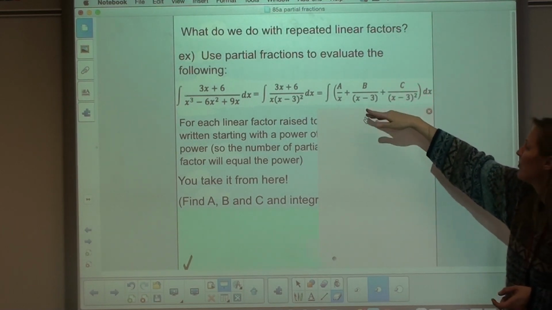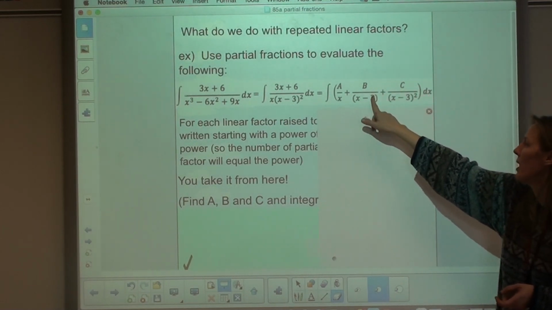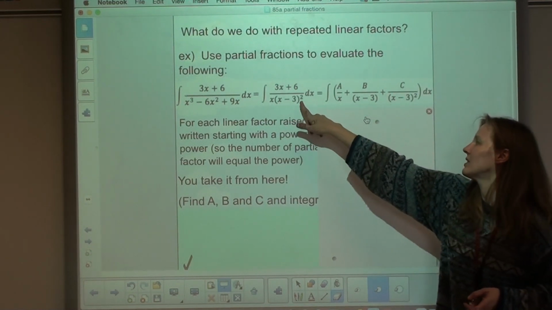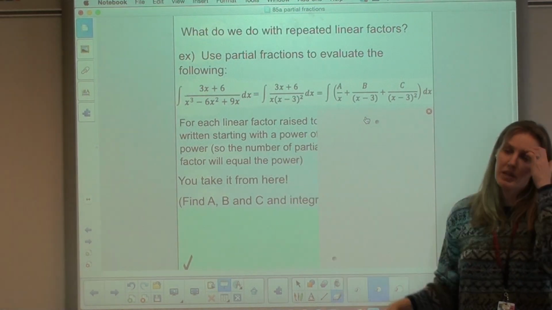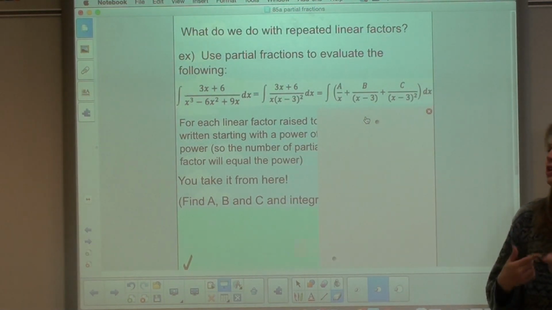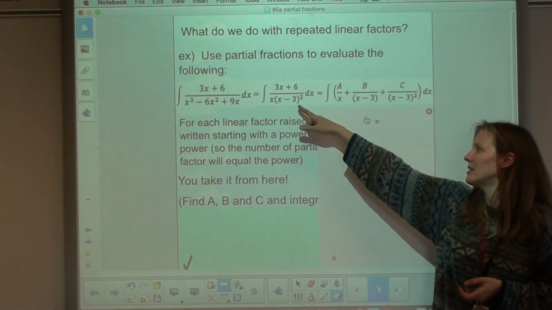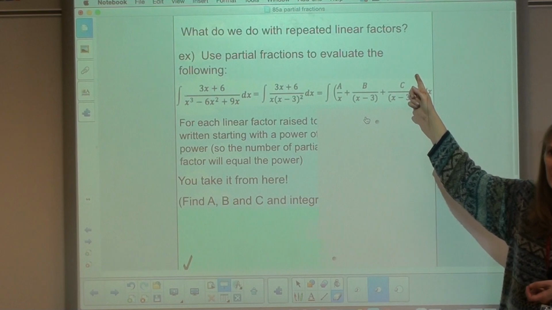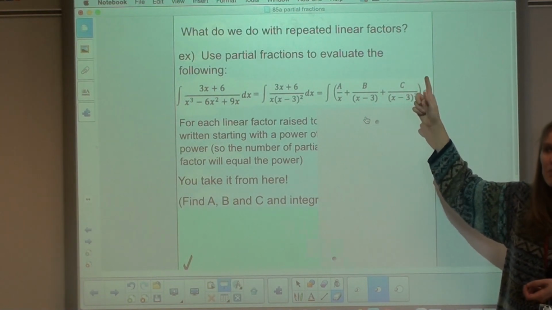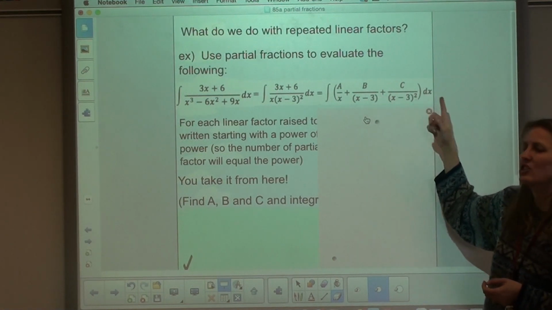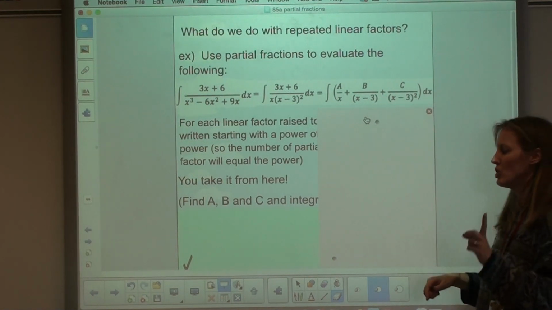So you have a fraction starting with a power of 1 that goes up all the way until you hit the highest exponent on your repeated linear factor. You could treat this as a quadratic and use a linear numerator on top instead of a constant, but it makes the problem more difficult. What we've done is actually equivalent. Let me show you why.